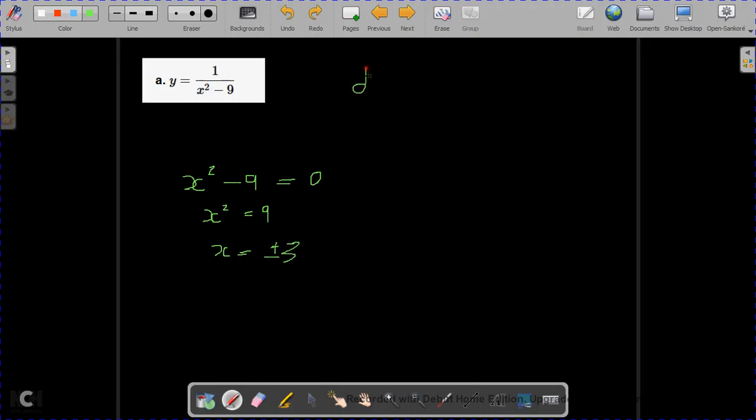So domain is going to be all points except for plus or minus 3. And you can check that. What happens at positive 3? 3 squared take 9 equals 0, so we don't have that point. At minus 3, minus 3 times minus 3 is 9, 9 take 9 is 0, so that's not defined there either. So all points except for those 2 points is what we say.